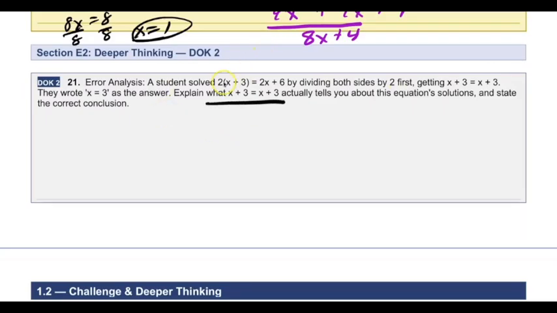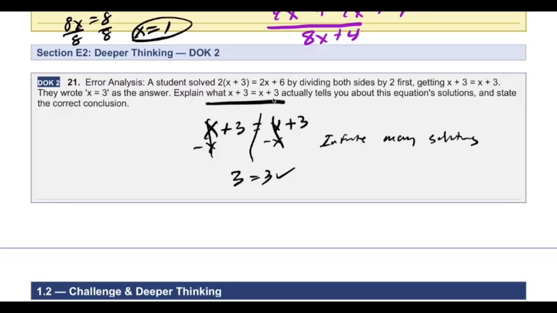They did the right thing. They divided both sides by 2. That works out perfectly. Their only question is, what's going on here? So x plus 3 equals x plus 3. If we subtract x from both sides, we get 3 equals 3. So this is actually all real numbers, infinitely many solutions. So that's what's going on here.